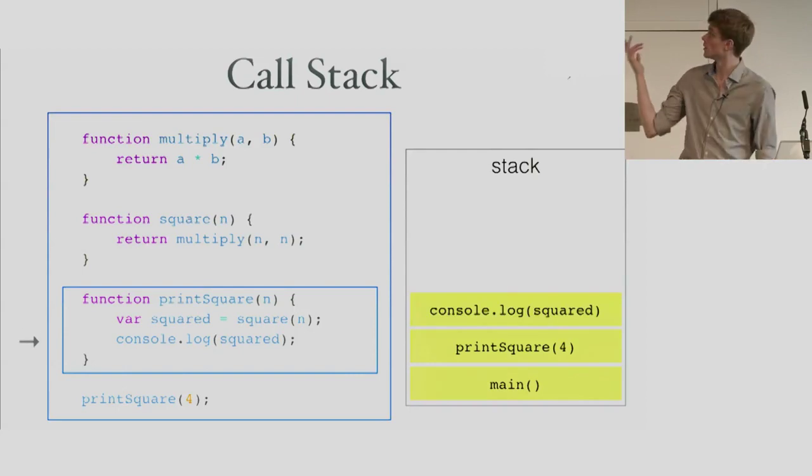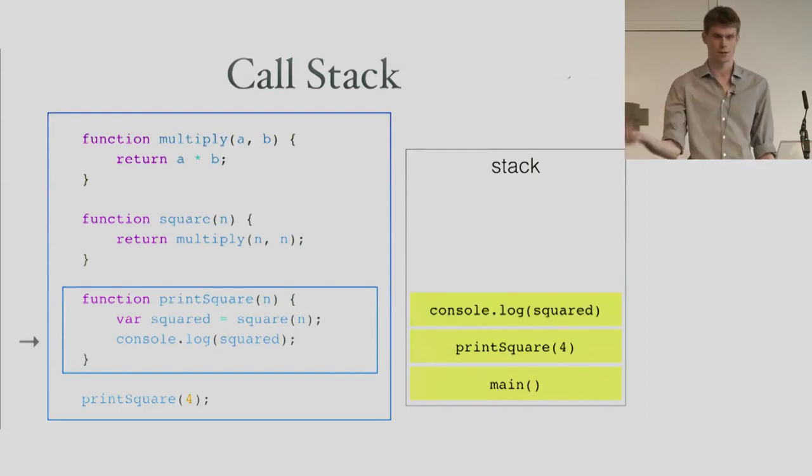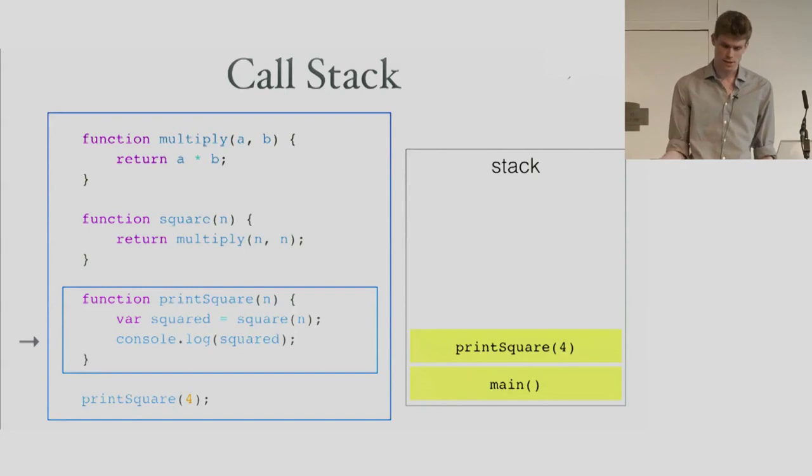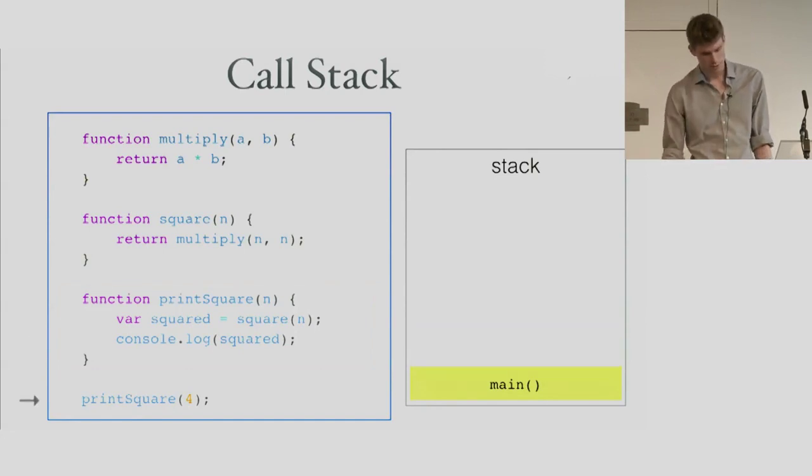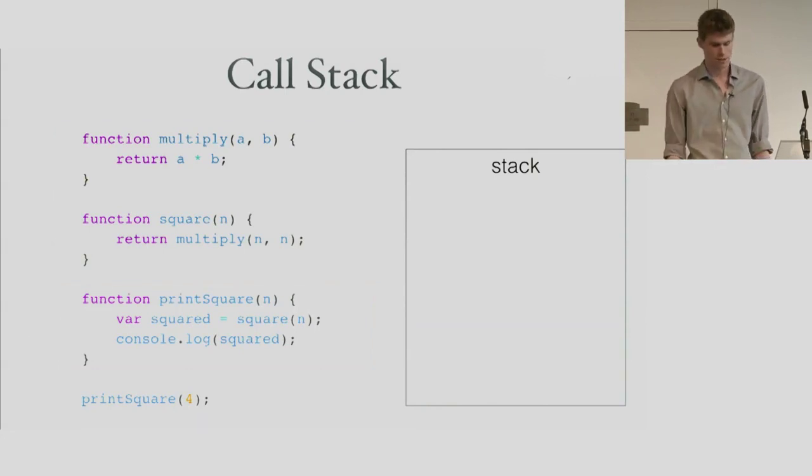We can now do a console.log, push that onto the stack, run console.log, pop that off the stack, print square is now complete, print square 4 is now complete, main is complete. That is a call stack.